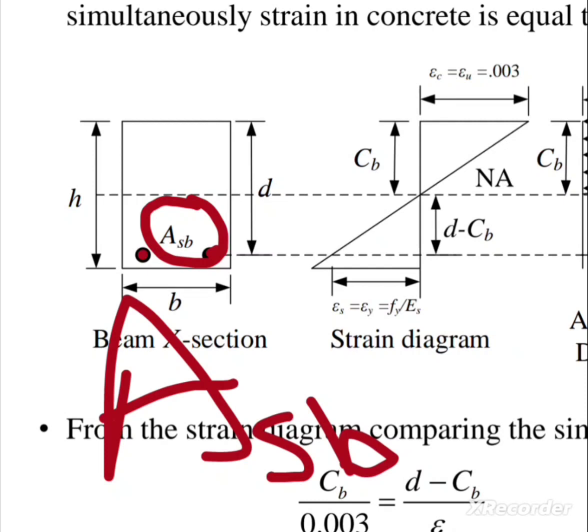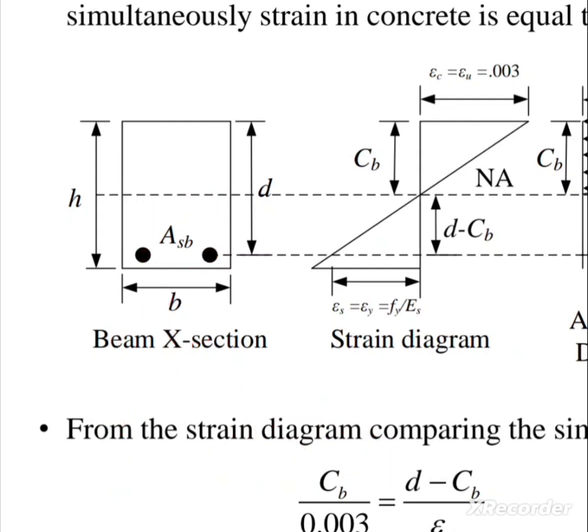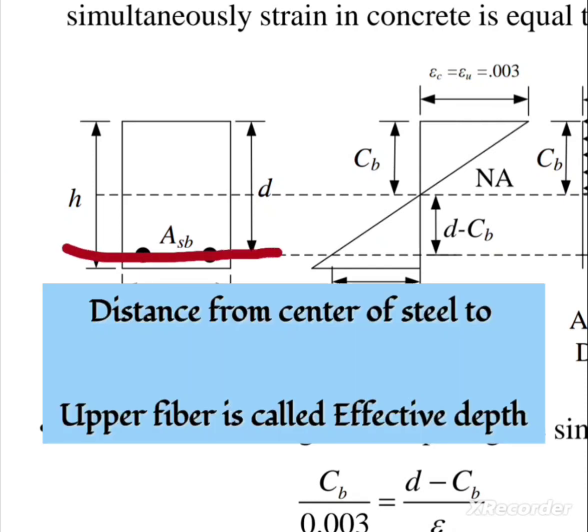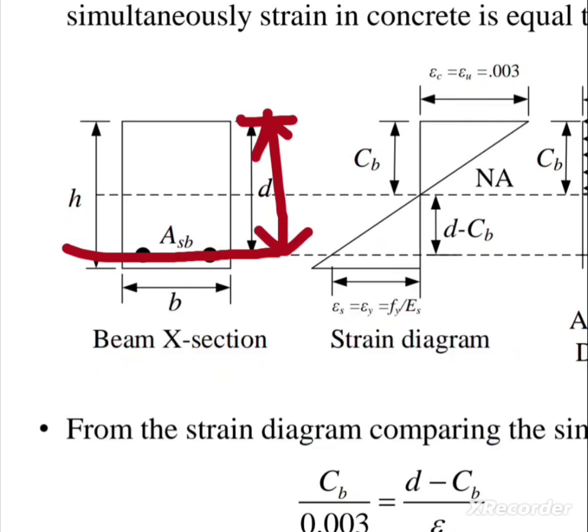So all of this is about the balanced strain or balanced failure condition. In balanced condition, both steel and concrete strain reach their ultimate or threshold value at the same time. The area of steel in balanced condition is Asb, and the web is b. The distance from the center of the steel to the upper fiber is called the effective depth, symbolically represented by d. Remember this, it is widely used in calculation. So this is a typical cross section of a beam having depth h, web b, effective depth d, and the steel area denoted by Asb, the steel provided in balanced condition.